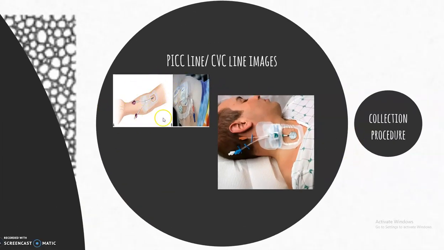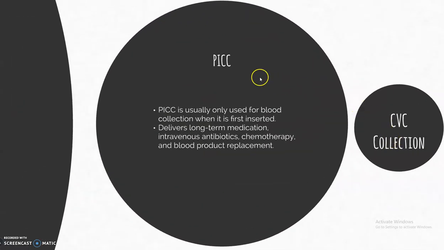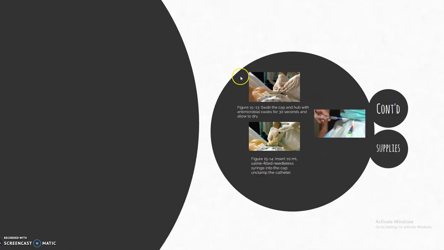This is what a PICC line looks like. Sometimes they come as a single lumen or double lumen, and sometimes they can draw blood from these. This would be a CVC line, central vascular catheter line, sometimes found in the neck. The collection procedure, a PICC is usually only used for blood collection when it's first inserted. It is a surgical procedure to insert, delivers long-term medication, IV antibiotics, chemotherapy, and blood products.